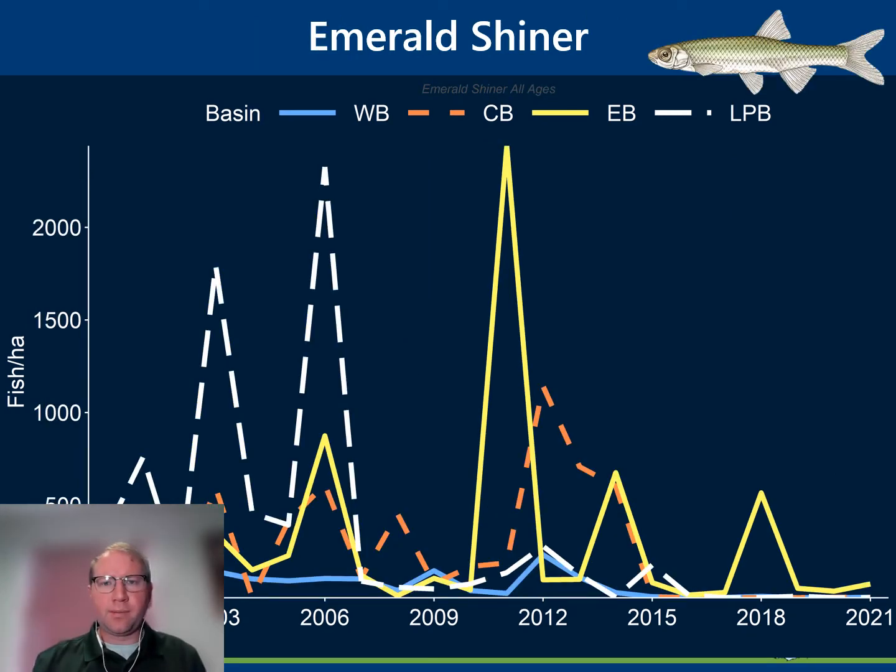For all ages of emerald shiner, unfortunately, all of our surveys continue to show very low abundances of this historically important forage fish. For the last 6 to 7 years, with 2018 New York being the one exception, emerald shiner indices have been low across all surveys.